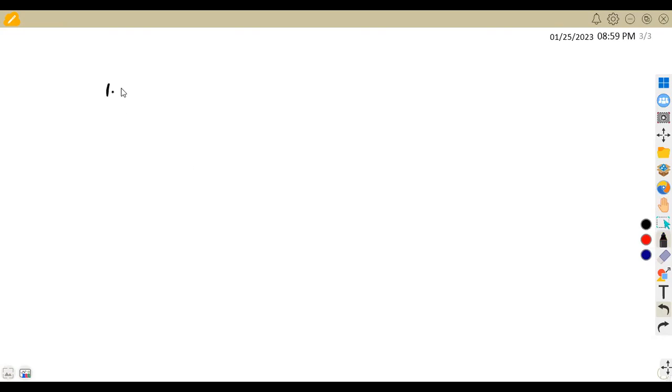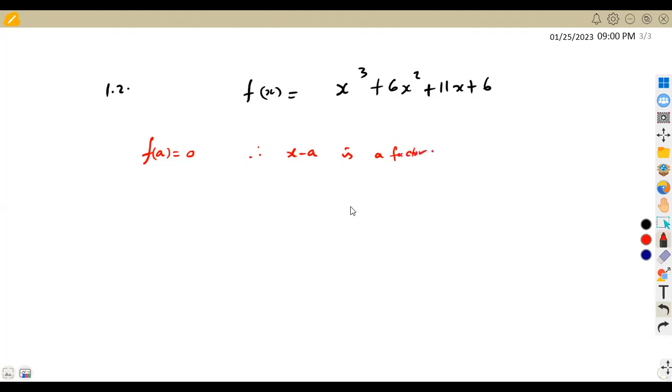We were given on 1.2 that our f of x in this case is equivalent to x cubed plus 6x squared plus 11x plus 6. This is your f of x. So what you do is that you are supposed to find the first factor that you're going to use, knowing that from your factor theorem, if f of a is equal to 0, let's say you substitute a in place of x, then you obtain a 0. It means, therefore, x minus a is a factor. So that's how you find the first factor.